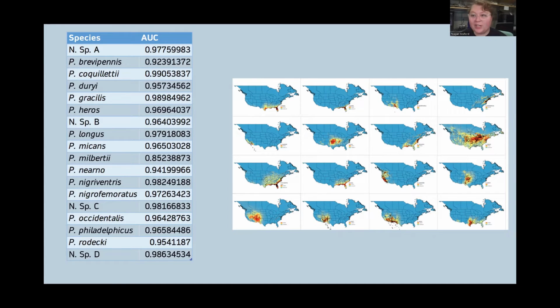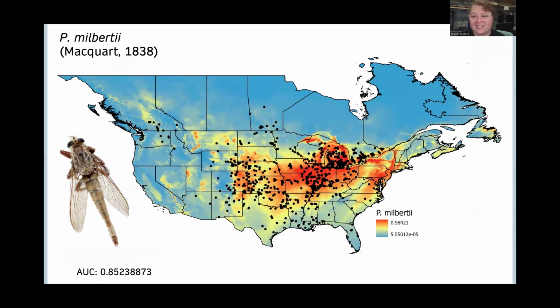But most of these are pretty good, right? They're nearing towards one, except for one, and that would be Proctacanthus milbertii. Milbertii has an AUC of 0.85, not bad, but not as good as any of our others. But knowing what I know about milbertii, I know that milbertii is a generalist. It's known that if you want to collect milbertii, you don't have to be as specific with habitat preferences as you do with the other Proctacanthus.